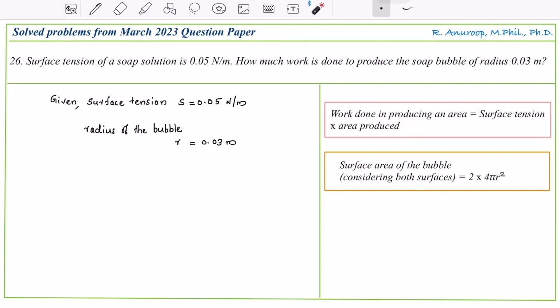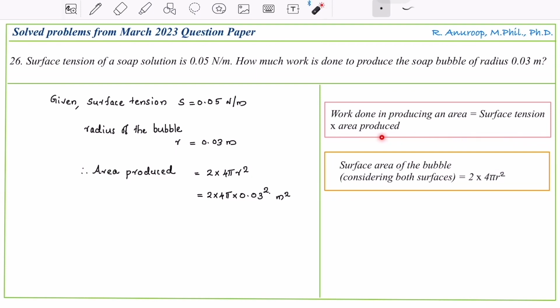When we blow the soap bubble, the area produced is 2 times 4 pi r square because the surface area of the bubble is 2 times 4 pi r square. Here we have to consider both surfaces of the bubble. That is, area produced is 2 into 4 pi r square, that is 2 into 4 pi into the radius 0.03. Therefore, the area produced is 2 into 4 pi into 0.03 square meter square.